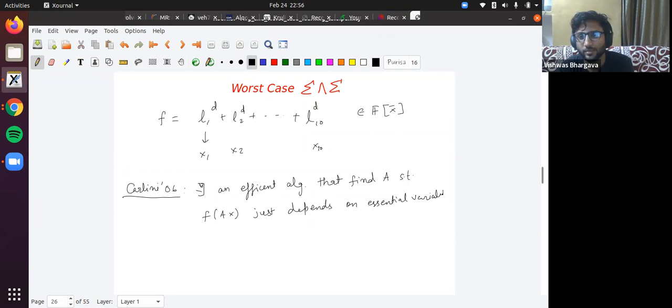So essential variables means you do a linear transformation, and see how much you can reduce the number of variables. If we apply this transformation, now your polynomial f of Ax becomes a polynomial in L1 tilde to d, L10 tilde to d. So if you can learn this representation, you can just revert the linear transformation to learn the original one, because you know A.